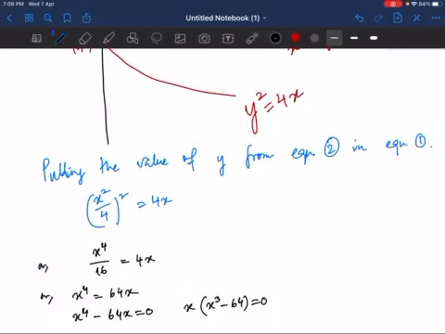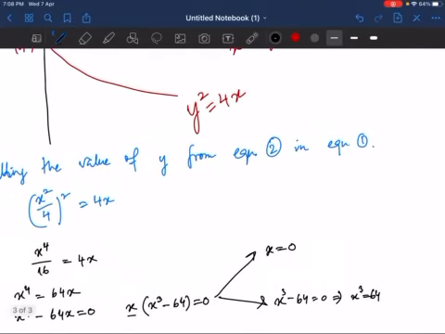So from here, just like in a quadratic equation, we can write that either x is equal to 0 or x cube minus 64 is equal to 0. So from here we get two expressions: one is x equal to 0, or x cube minus 64 equal to 0. So x cube minus 64 equal to 0 implies what? x cube is equal to 64, and 64 we know is 4 cube, right? So we get x as 4. So the value of x is nothing but 4.